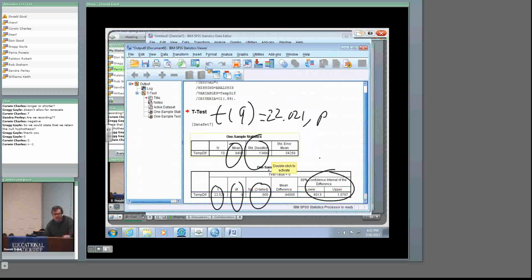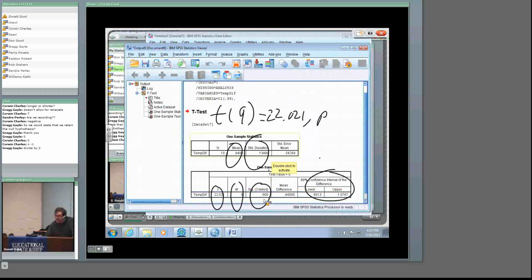It says so somewhere, under that double-click thing. What do you do to turn a two-tail test into a one-tail test in terms of the p-value? You divide it by 2, but 0 divided by 2 is still 0.